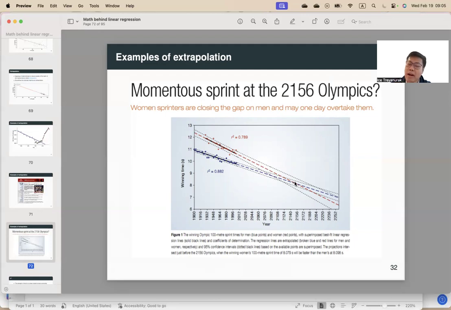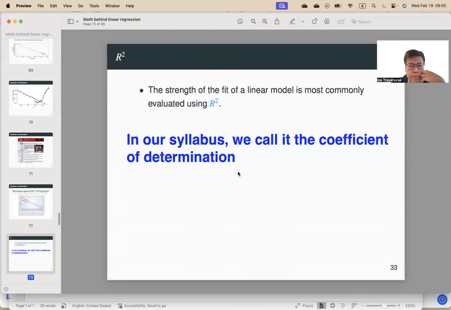So that's one example of using extrapolation. You might notice that extrapolation is not ideal. It uses math and it stretches it, right? To beyond where you have your data points. And that's always a risky thing to do.